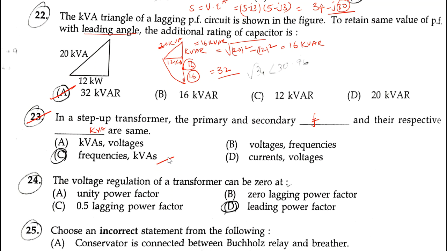The voltage regulation of a transformer can be zero at, so if you have seen the voltage regulation curve of this transformer like this, you will get it, and the voltage regulation will be zero at the leading power factor. So leading power factor will be the answer if you have seen.